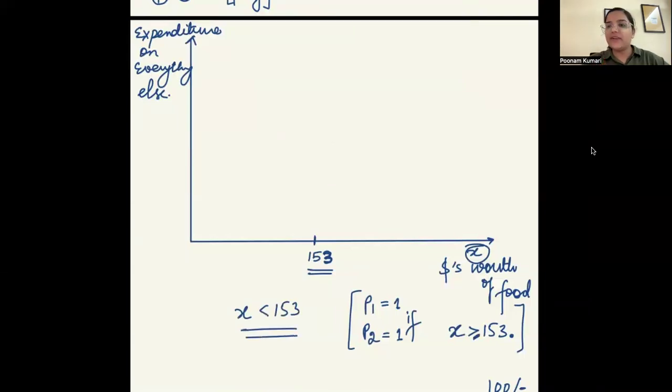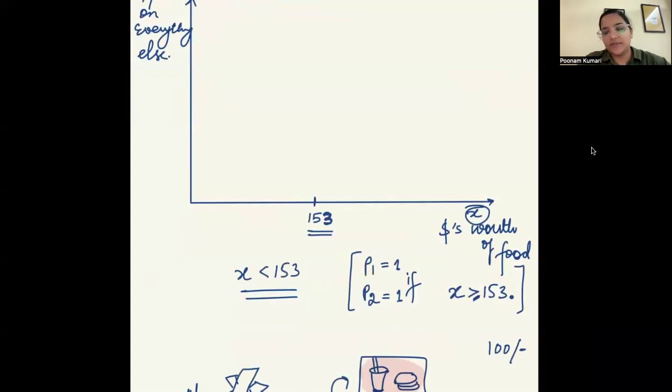When X is less than 153, what is happening? For every $1 of food, it's worth $6.12. So if you want to get $1 more worth of food, how much money will you have to extract from here? Entire $1? No, ma'am. Something less, right? Because the government is giving you subsidy. So what is that amount?